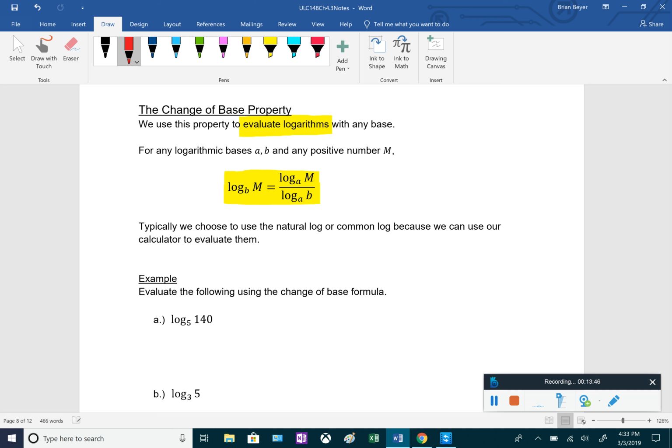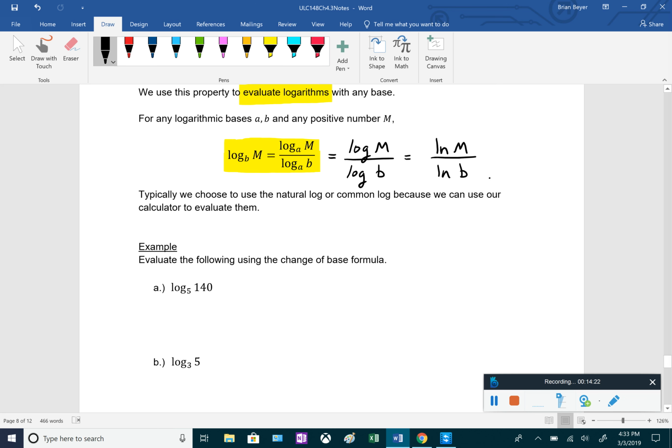So the ones that I'll be mostly using here are going to be ln or log, and that's because they're in the calculator. So this equals log base 10 of m divided by log base 10 of b, which the one that I always use is going to be ln. It's going to be the ln of m divided by the ln of b. So these are all equal. Or you could use log base 2 of m divided by log base 2 of b. And just like I mentioned, typically we're going to be using log base 10 or log base e. So log base 10 or ln, because those are on the calculator.